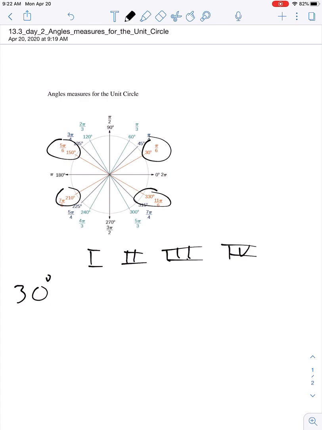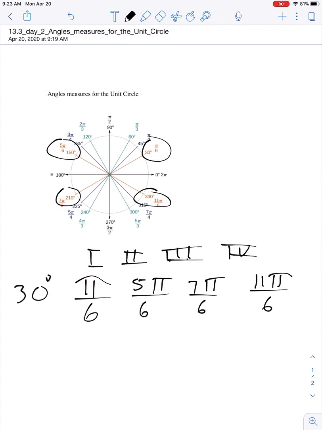Now, our 30-degree reference angle in quadrant 1, the radian measure is going to be pi over 6. Okay? So as we go around, we can see that the next one is 5 pi over 6. And then in quadrant 3, we're 7 pi over 6. And then in quadrant 4, we're 11 pi over 6. And if you can see, there's a couple patterns in here. One pattern is, hopefully you can clearly see, they're all over 6.